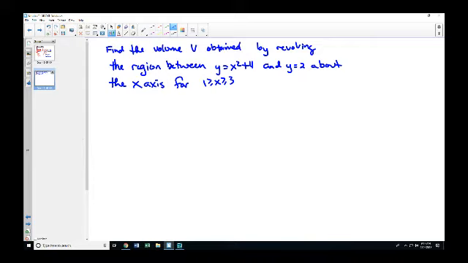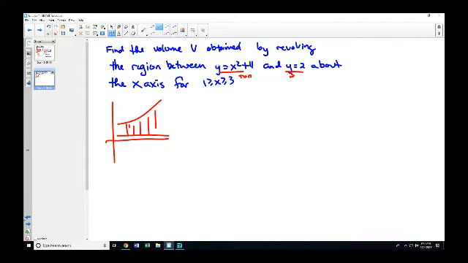Is this a disc or a washer? Washer. Yeah, it's a washer. Which one of these is top? X squared plus 4. Yeah, because the y-intercepts give you kind of a clue there, right? So what we're looking at is taking that region and rotating it around the x-axis.